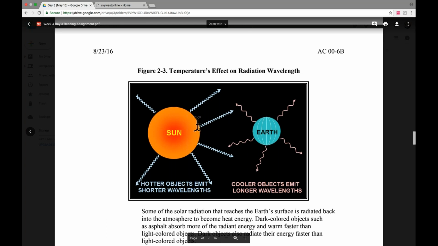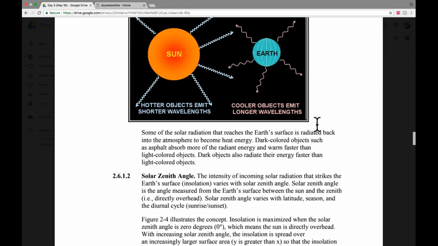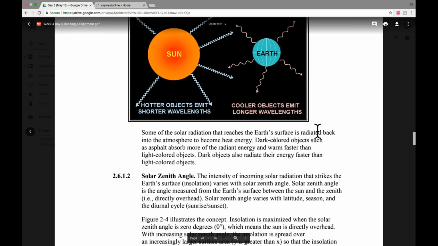When we talk about frequency, we're talking about taking from one point in time to another point in time, how many times does the wavelength oscillate? That's your frequency. So 1, 2, 3 times, right? Whereas in that same amount of space, we have one oscillation. So that's what we're talking about when we talk about frequency. Some of the solar radiation that reaches the Earth's surface is radiated back into the atmosphere to become heat energy.